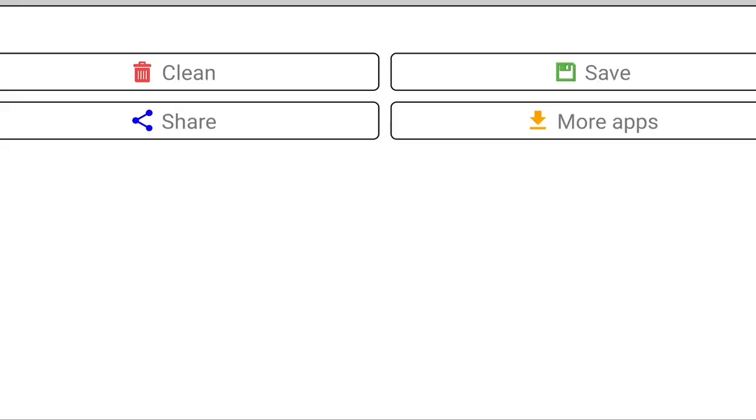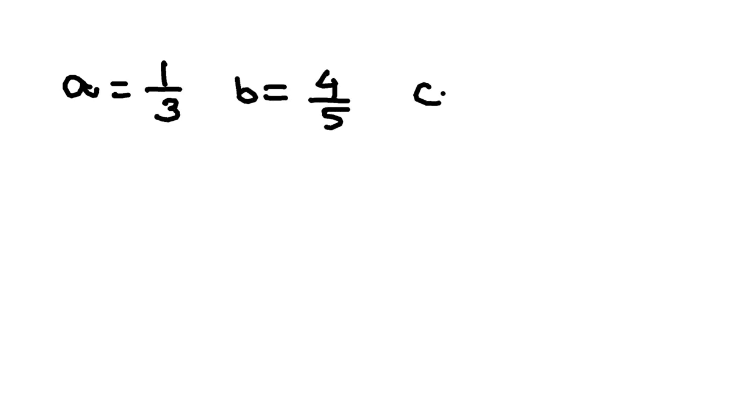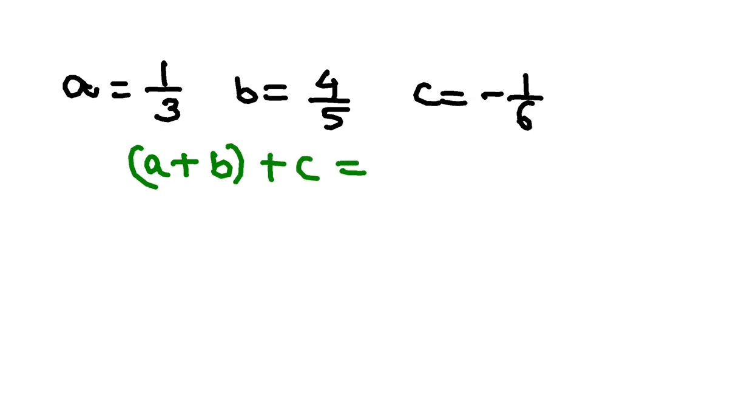Now coming to the question, your values of a, b and c are given. So I'm taking the first question. a is 1 by 3, b is 4 by 5 and c is minus 1 by 6. You have to verify the associative law. So (a + b) + c is equal to a + (b + c). This you have to verify. So let us take the left hand side first.